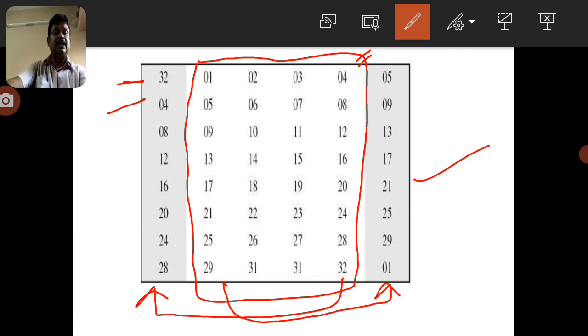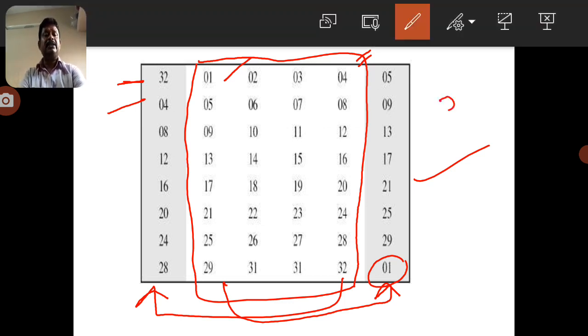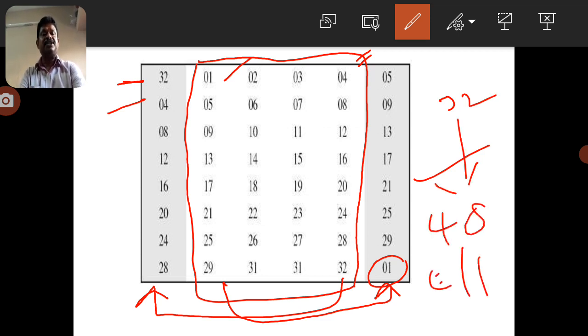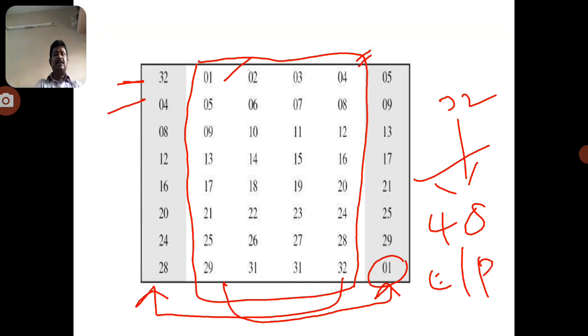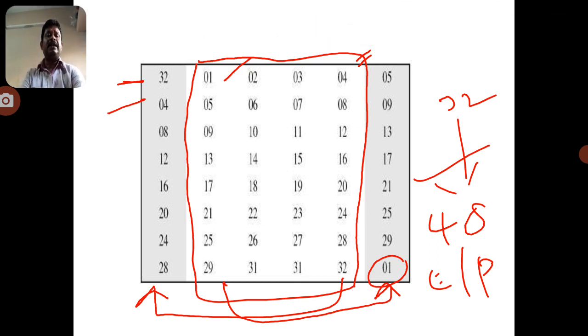So the starting number 1 will be put here as the ending number. The remaining are the same: 5, 9, 13, 17, 21, 25 and 29. So this is the technique which converts the 32-bit data into 48 bits. This is the expansion permutation. The expansion permutation looks like this, and we can convert the 32 bits into 48-bit data. So this is the technique of SDES.